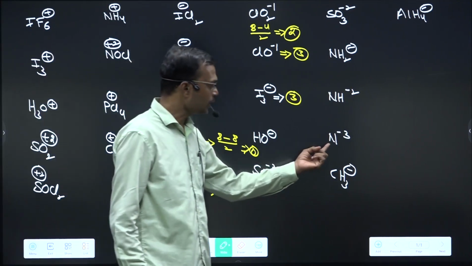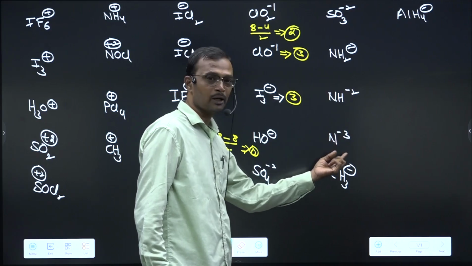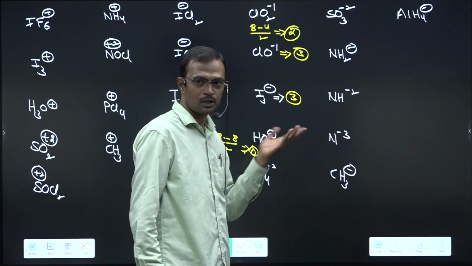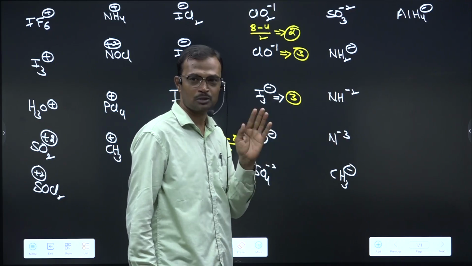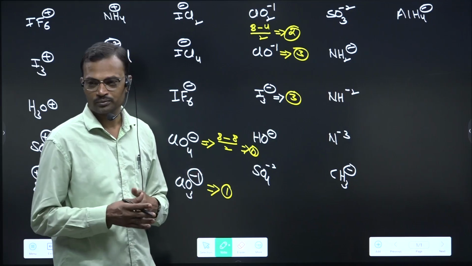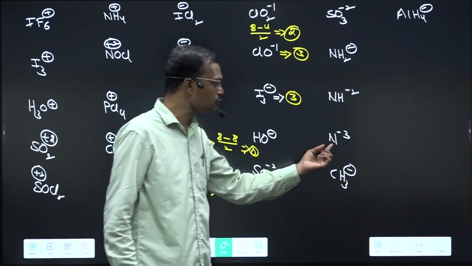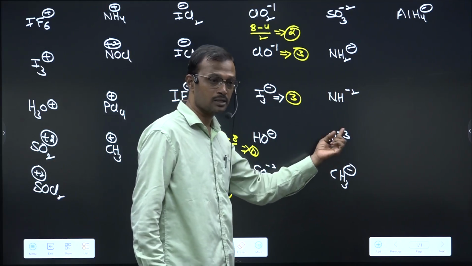See, nitrogen, which group element? Fifth. 5 plus 3, 8, divided by 2 directly. There is no sigma, there is no pi. No need to think about sigma. Sir, no sigma, no pi, what to do? If it is not there, no use. Directly 8 by 2, 4. So this carries 4 lone pairs. N minus 3 carries 4 lone pairs.